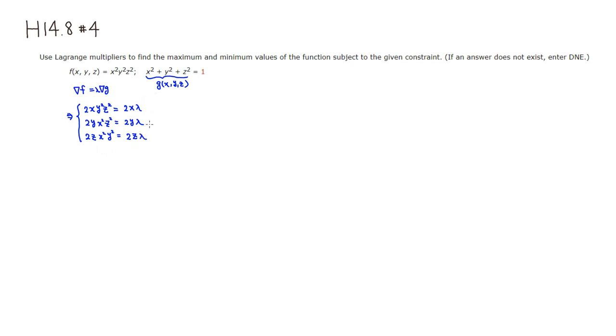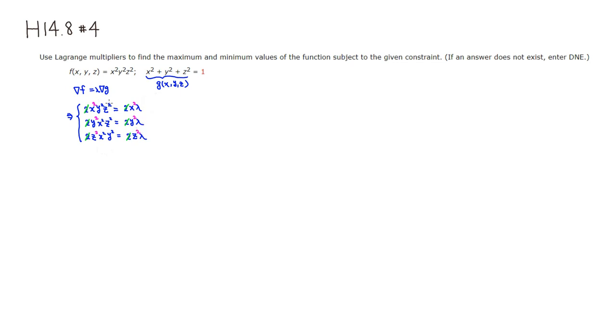Then the first thing I would do is divide through by 2 on each equation. Then I'm going to multiply the first one by x, so we get x squared, and here's the x squared. I'm going to multiply the second one by y, so it's y squared, and here's a y squared. And I'm going to multiply the last one by z, so it's going to be z squared, and then you have a z squared.